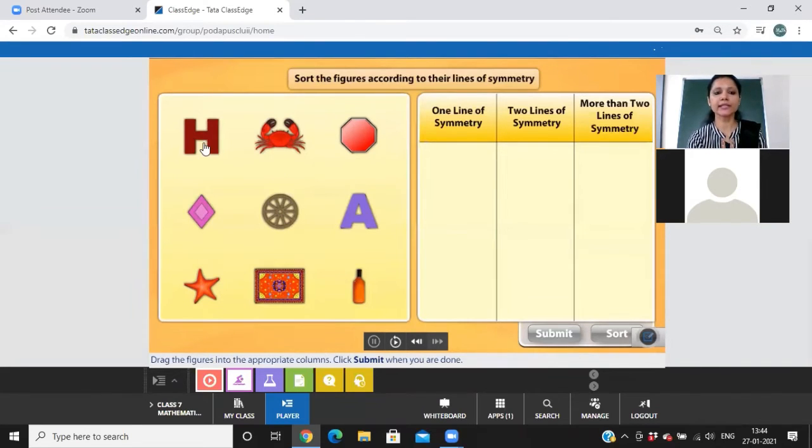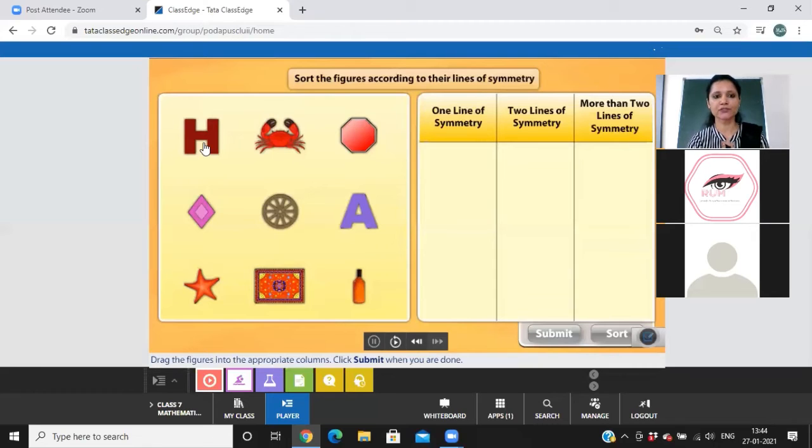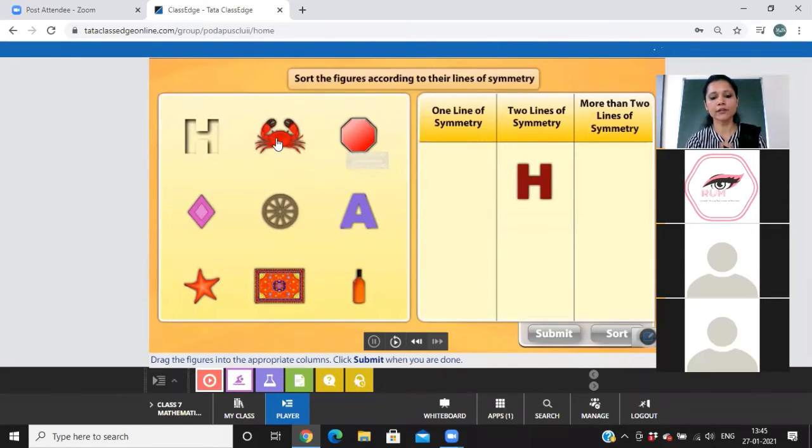So let's start with the alphabet H. What do you think? How many lines of symmetry does H have? Two lines of symmetry, the horizontal also and vertical also. So we'll place it in the second column. What about this crab? One line of symmetry. Vertical or horizontal? Vertical. Very good. We'll place it in the first column.